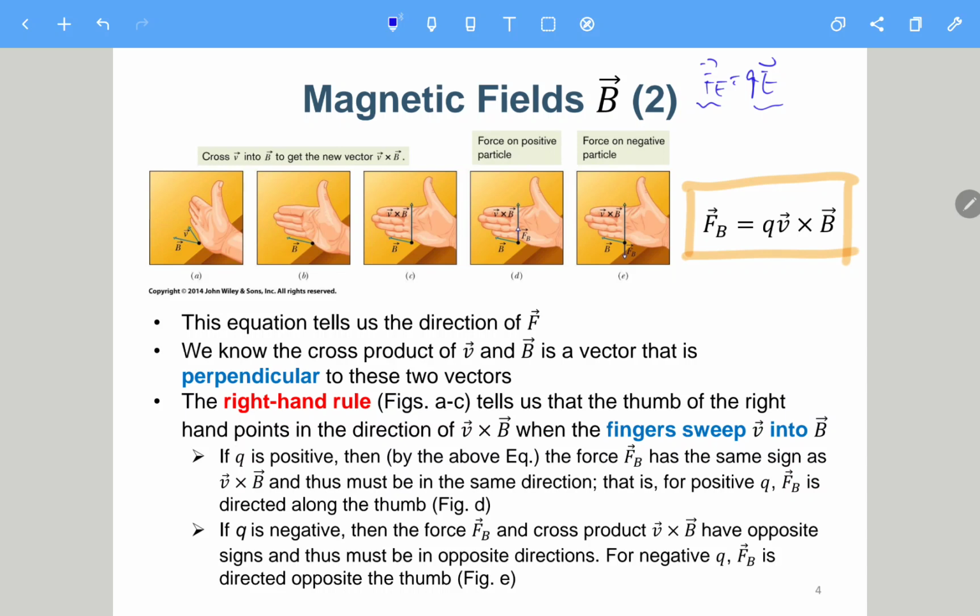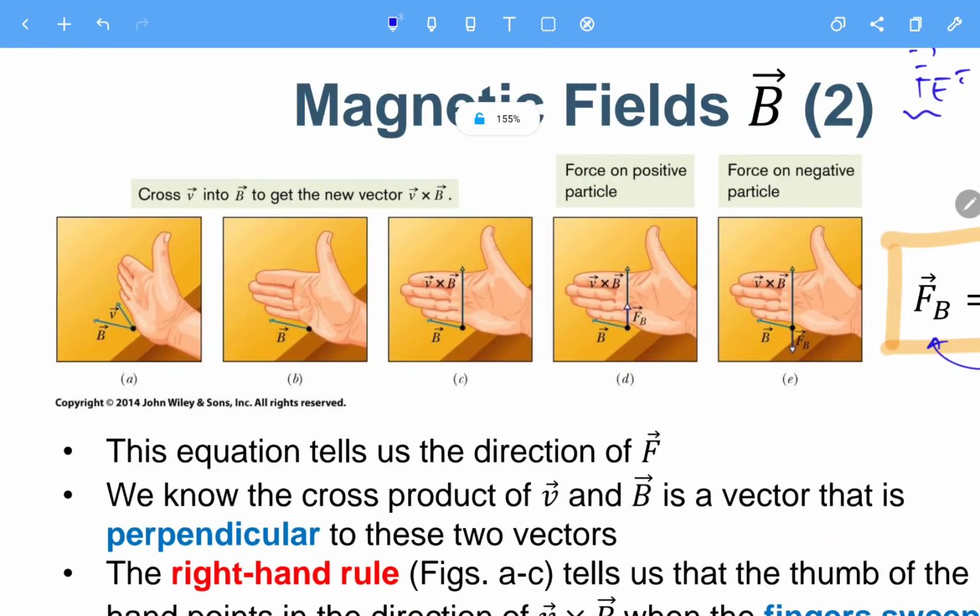But here, these three vectors point in different directions. So we need to know how to determine the direction of them. At least we know these two. Then how do we determine the direction of F_B? Which means, how do we determine the direction of a cross product? Here, if V is pointing in one direction and B is pointing in another direction.